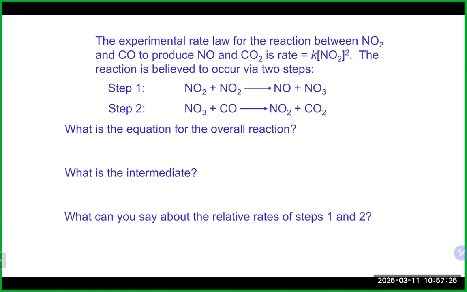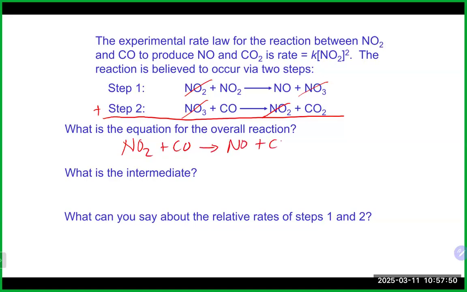So first off, we want the equation of the overall reaction. This is a two-step mechanism, so to get the overall equation, we're just going to add them together. Looking at the left and the right, these should cancel. That one there should also. That leaves us with NO2 plus CO goes to NO plus CO2. Any questions on that?